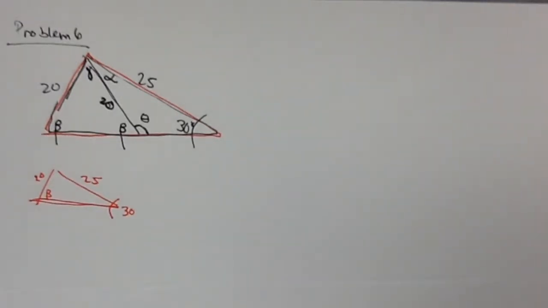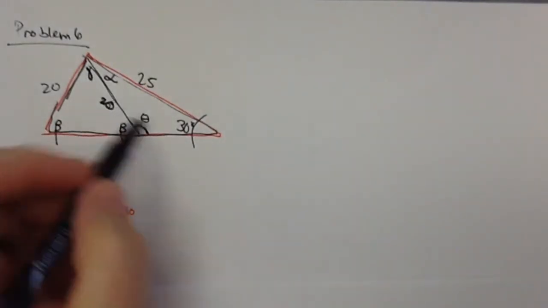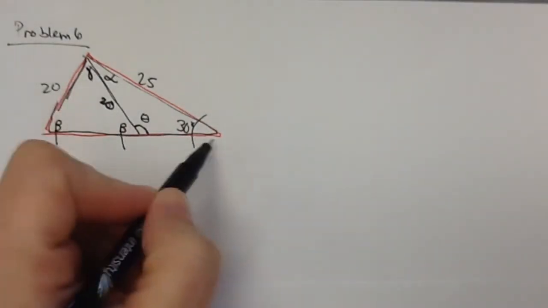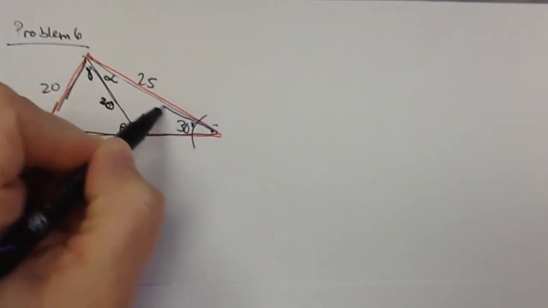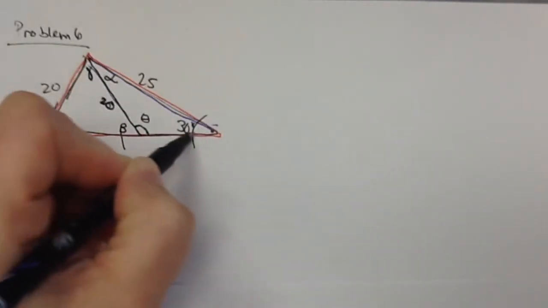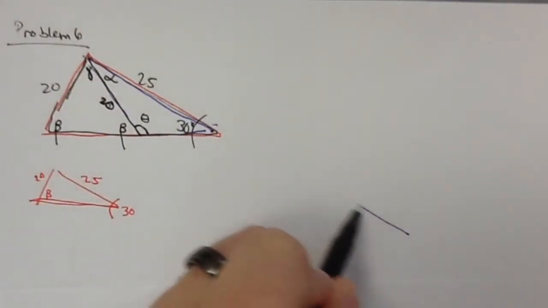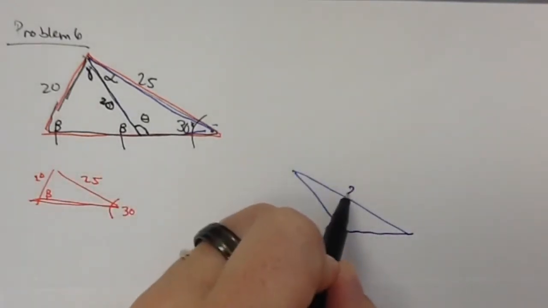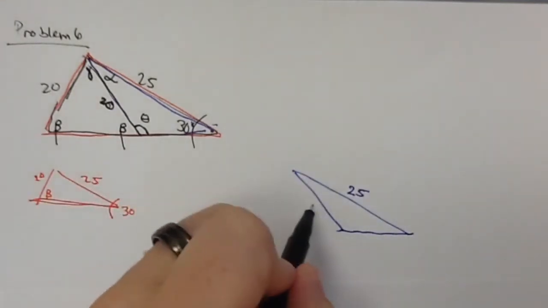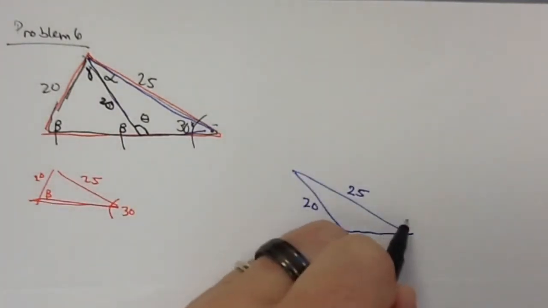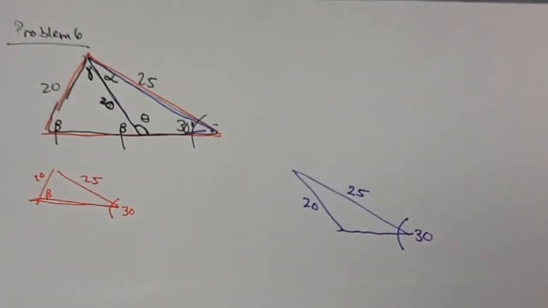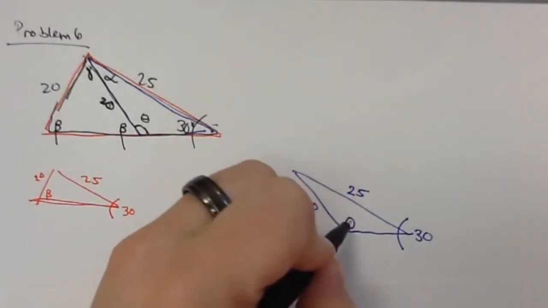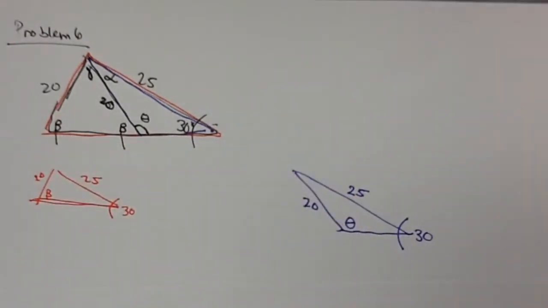Just as a hint, another way to do it is to use this triangle in purple, like this. So over here we've got this side is 25, this side is 20, this angle is 30, and this angle is theta. All right? So there are 2 kind of parallel ways we could be solving this problem.